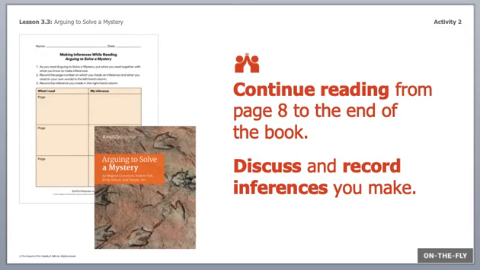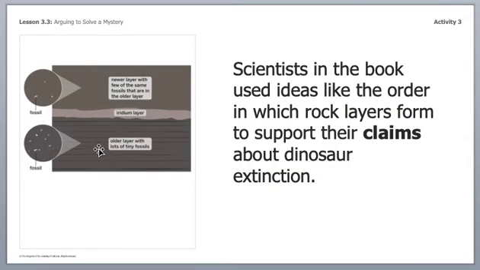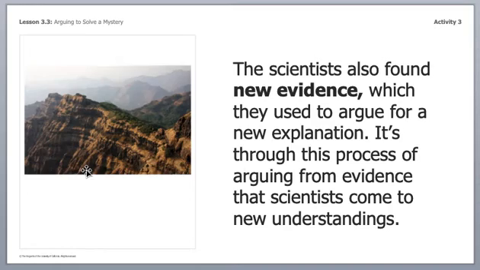As you read to the end of the book, I want you to collect data. Scientists in the book used ideas like the order in which rock layers form to support their claims. If you see this little graph right here, older layers with lots of tiny fossils, there's an iridium layer, which you'll read about, and some of you might even remember us talking about iridium before we started this chapter, especially when we were talking about meteors. And then on the top, we have the newer layer with fewer of the same fossils. So they use the layer of rock to help them build their arguments.